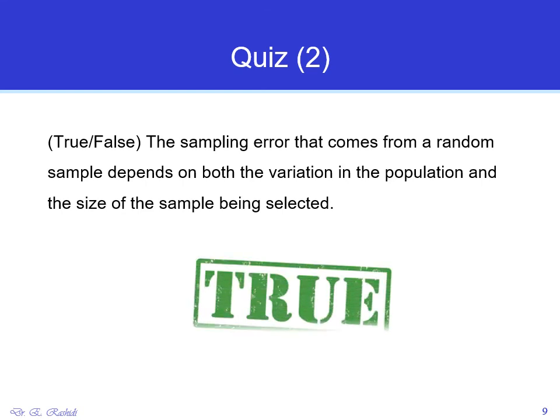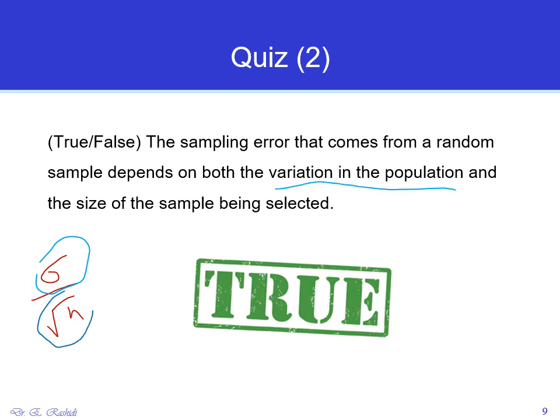Well, actually, this is correct because the sampling error is sigma over the square root of n. So it depends on sigma, which is the variation in the population, and also it depends on the square root of n, which is the size of the sample. So it's a true statement.